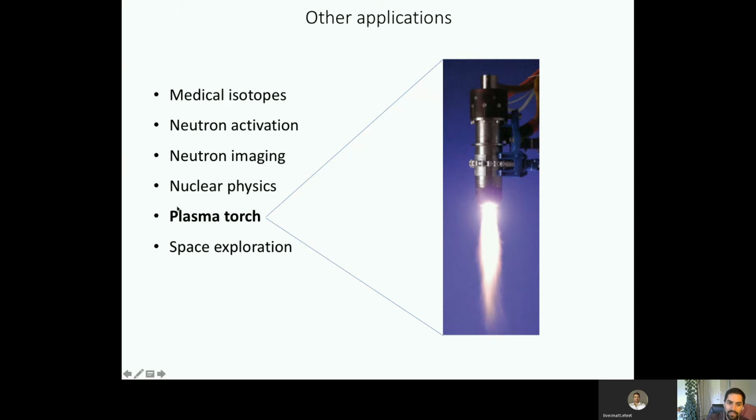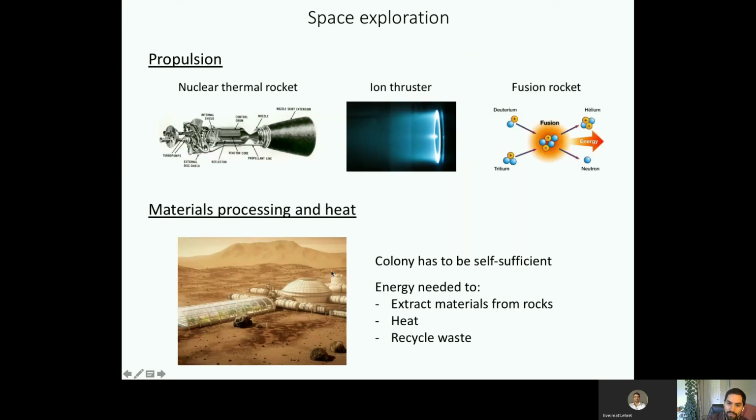And finally, and very importantly, space exploration. We are very limited if we want to do space exploration and don't use nuclear energy. We are very, very limited. I'm going to mention two areas where nuclear energy is very useful when it comes to space exploration. One of them is propulsion.